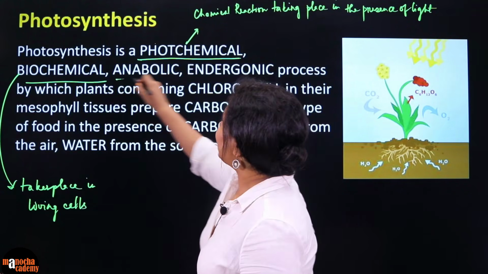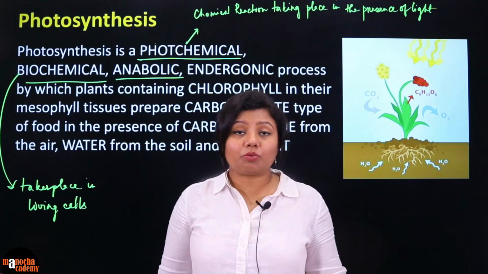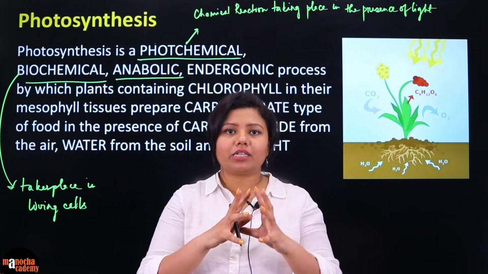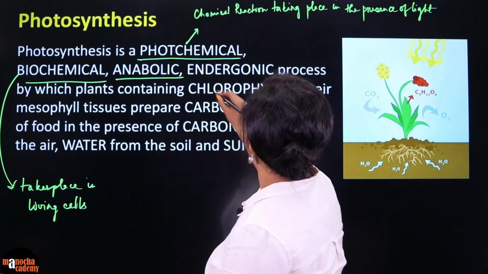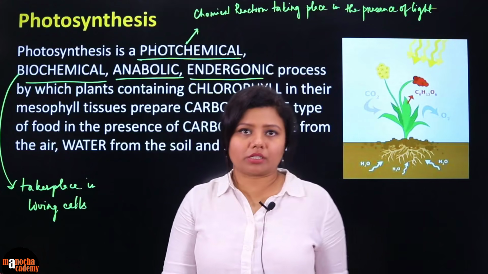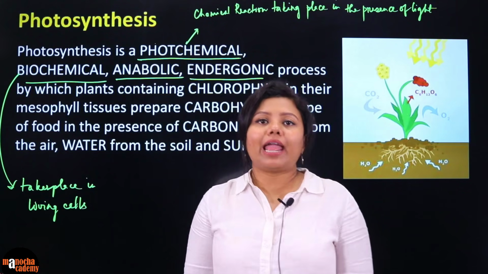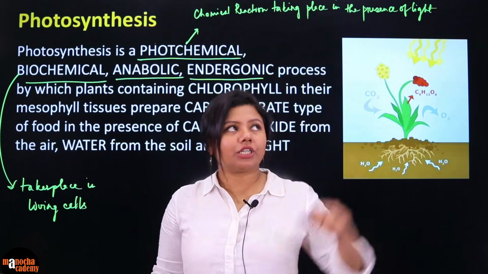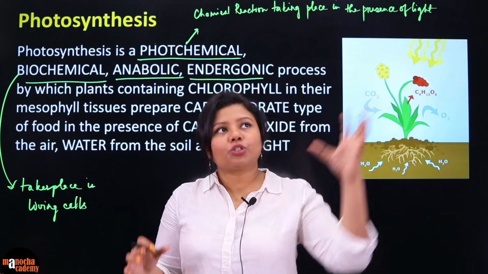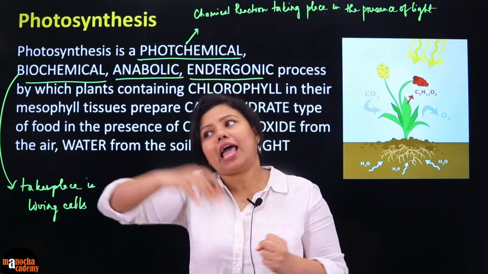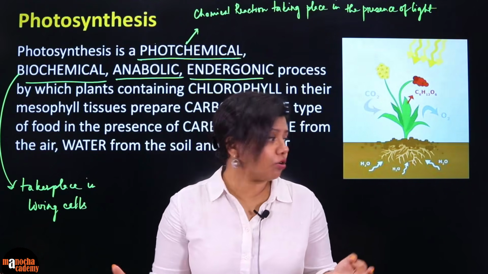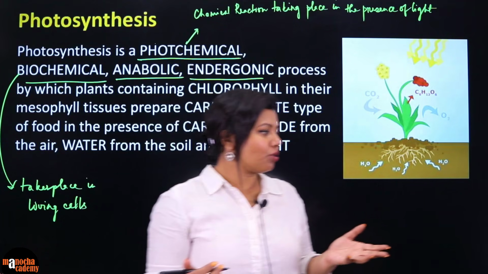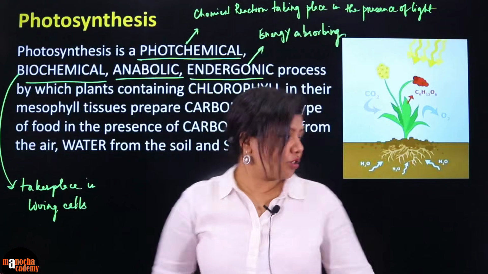Okay? It is an anabolic process. I have already discussed what is anabolism. That is, it is a synthesis process where a large molecule is synthesized from small molecules. It is an endergonic process. What is the meaning of endergonic? Endergonic means energy absorbing. So for this reaction, you need to give energy so that the energy is absorbed and the product is produced. So what is the source of energy here? Can you tell me what is the source of energy?